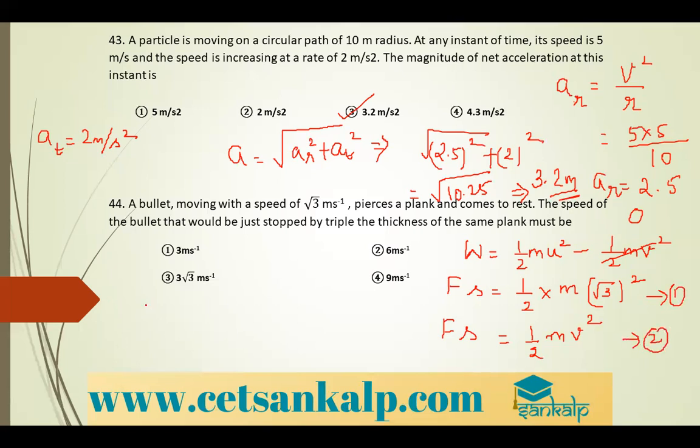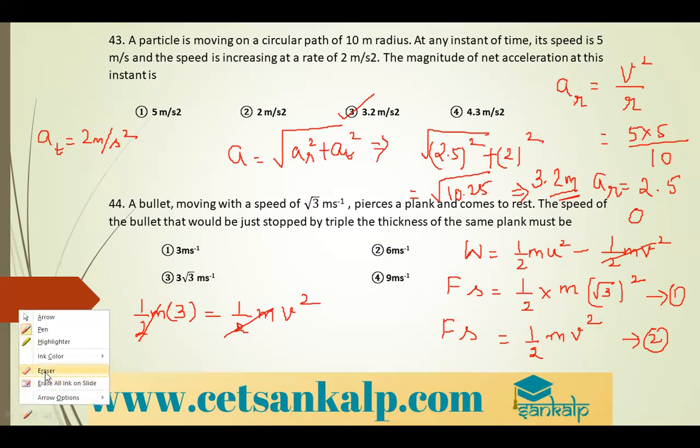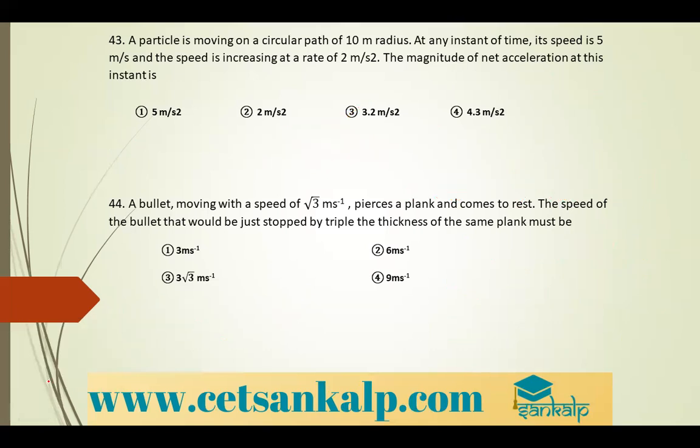From 1 and 2, half m 3 is equal to half m v square. The two cancel. Okay, one minute. Now you see, a bullet moving with a speed of root 3 meter per second.